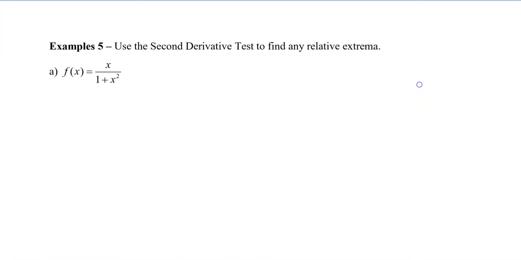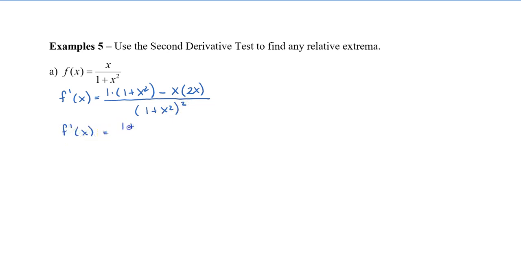So in this first one here, we have f of x equal to x divided by 1 plus x squared. So we need to find our first derivative, and we need to use the quotient rule since we have a division here. So the derivative of x is 1 times 1 plus x squared minus our numerator times the derivative of our denominator, which is 2x. And then all of this is going to be divided by 1 plus x squared, all squared. Let's do a bit of simplifying. So we have 1 plus x squared minus 2x squared, all divided by our denominator. So we have 1 minus x squared, all divided by 1 plus x squared, squared.